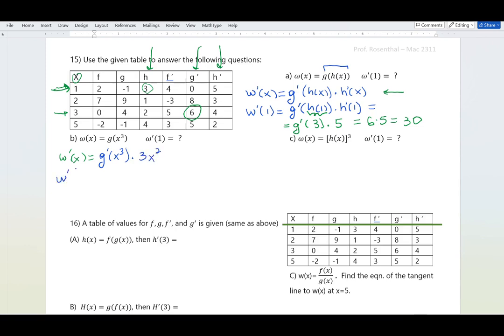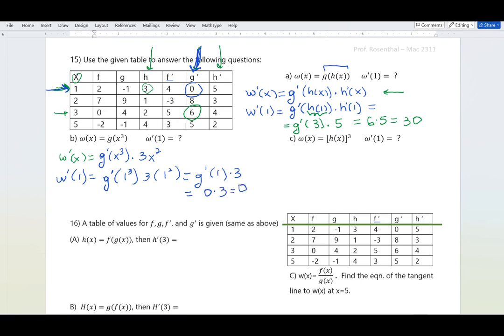Next, I need to find the derivative at the point 1. So everywhere you see an x, go ahead and plug in a 1. You're going to have g prime of 1 to the third times 3 times 1 to the second. So that's the same as g prime of 1 times 3. And what do we know about g prime of 1? So we're looking at g prime at the point 1, that's 0. So our final answer is going to be 0 times 3, which is also 0.